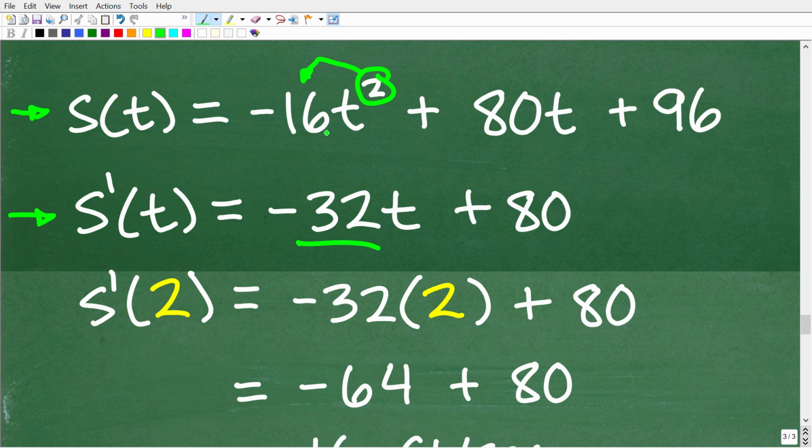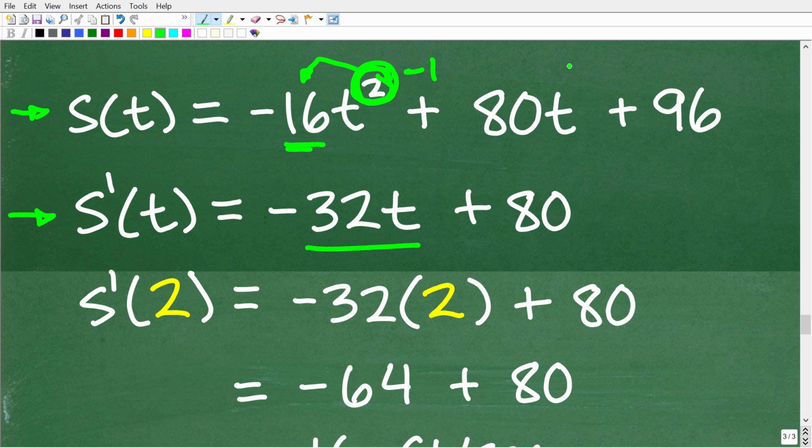So the rule is, once we take this exponent and multiply by the coefficient, the number in front of the variable, we're going to write it right there, and then we're going to drop down the exponent by exactly 1. So 2 minus 1 is 1. So now we have negative 32t to the first, but we don't need to write that. So that's just negative 32t. We don't need to write the first power. So negative 32t is the same thing as negative 32t to the first power. Okay, so that is that.